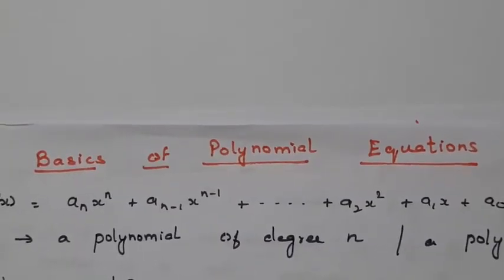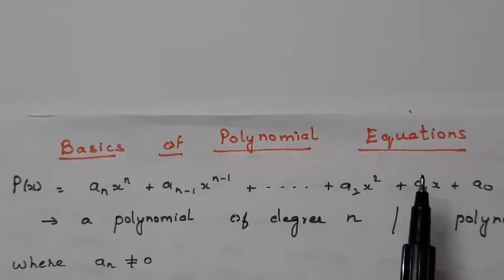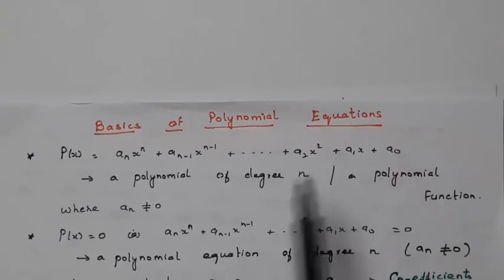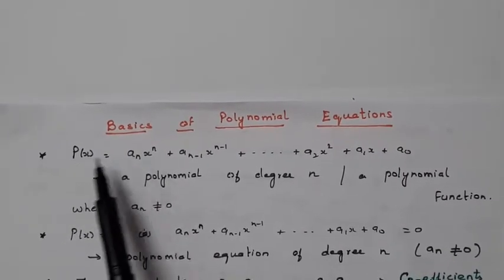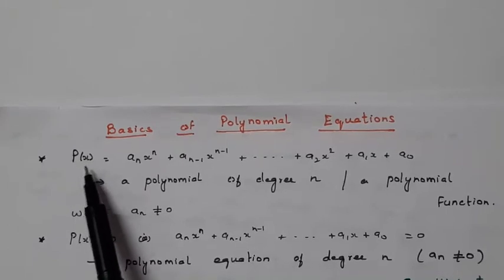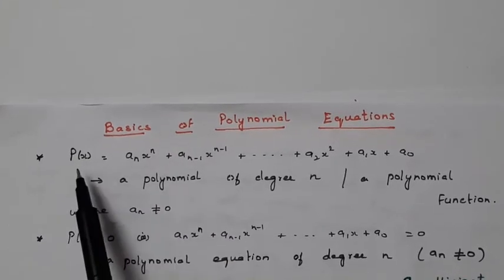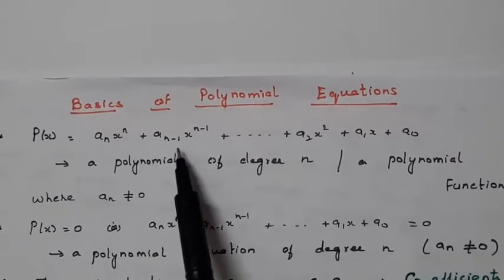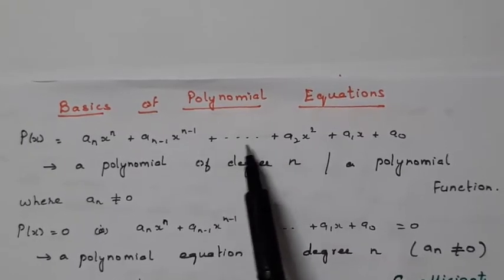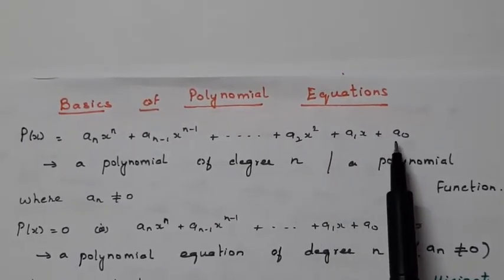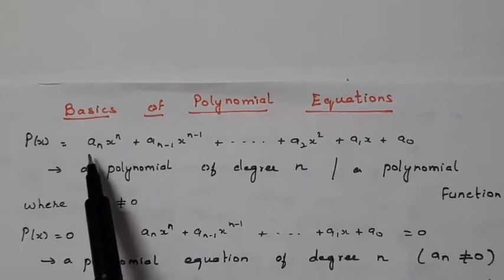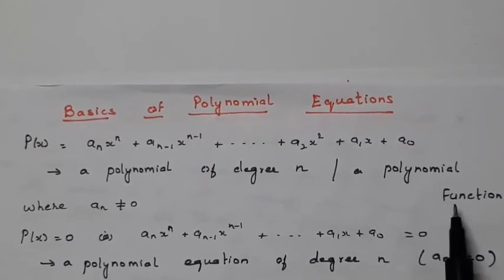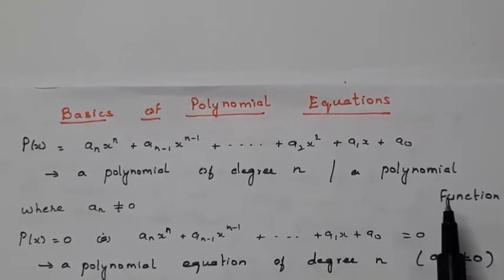At first, let us recall some basics of polynomial equations. You know that polynomials are denoted by capital P of x, Q of x, R of x, etc. And if a polynomial is given by a_n x^n + a_(n-1) x^(n-1) + etc. + a_2 x^2 + a_1 x + a_0, and it is denoted by P of x, this is called a polynomial of degree n, or a polynomial function.